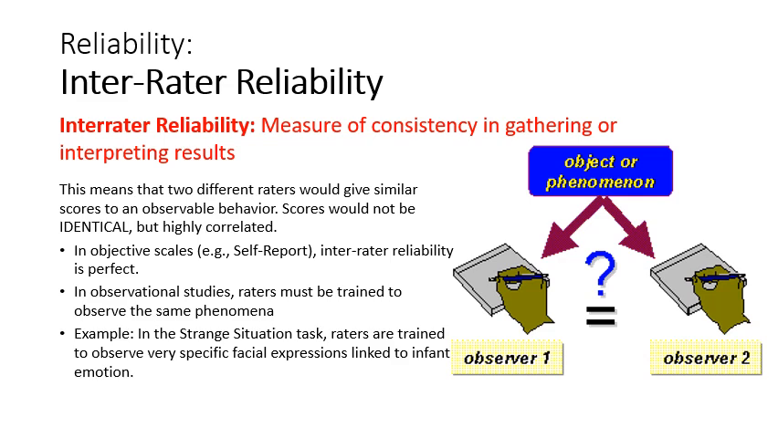So if we're using self-report, inter-rater reliability is perfect because the measure itself just has a score calculated with it. But in observational studies, raters must be trained to observe the same phenomena. So for example, in the strange situation task, raters are trained to observe very specific facial expressions linked to infant emotion. In that task, which I don't have for you here, I think I talked to you about it in a previous lecture, we have observers who are observing these children, but they have to rate the level of distress of the infants. And we would expect that different raters would rate them in the same way.